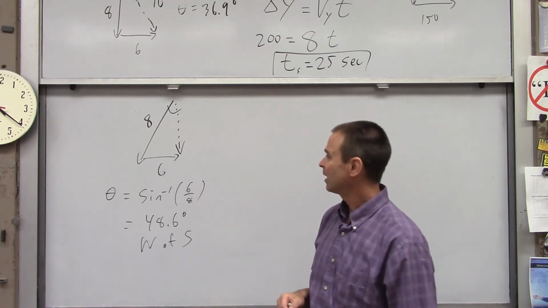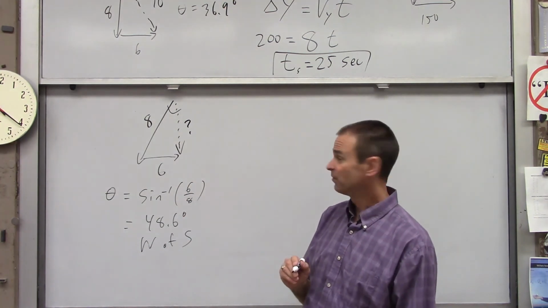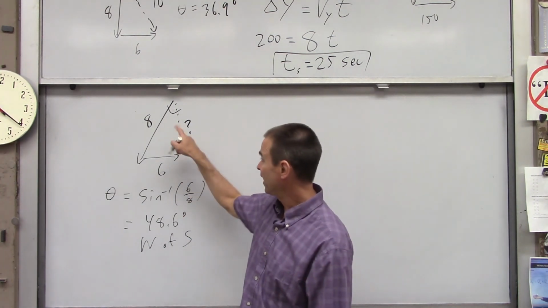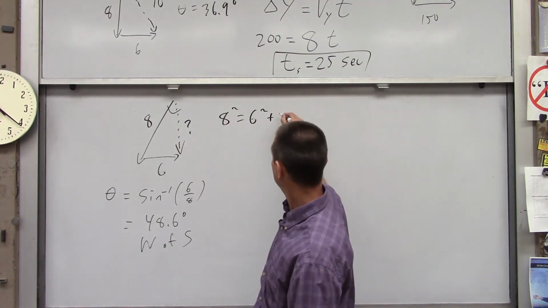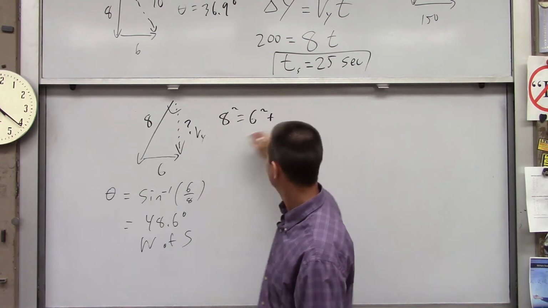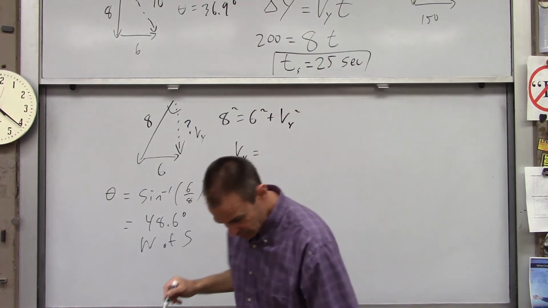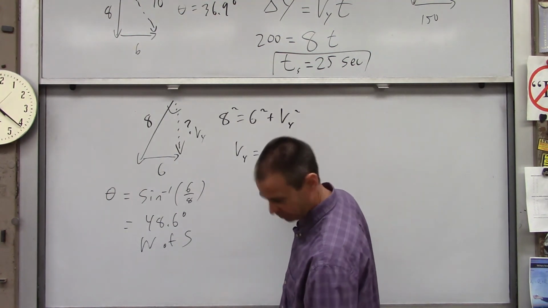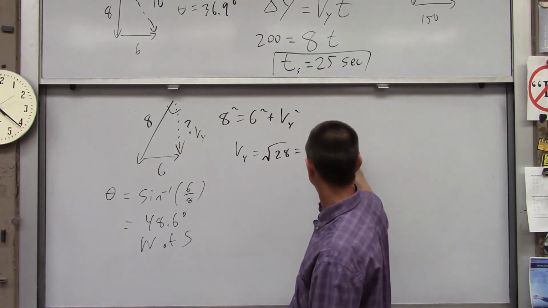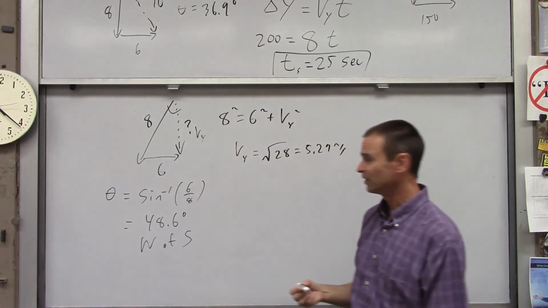Finally, how long will it take him to cross now? Well, we need the across southward velocity. I'm going to use Pythagorean theorem for that. The hypotenuse squared equals the one leg squared plus, I'll call that Vy squared. So Vy equals root 28, which is 5.29 in my calculator. So notice that's a lot less than 8. He's crossing much more slowly than he did before.